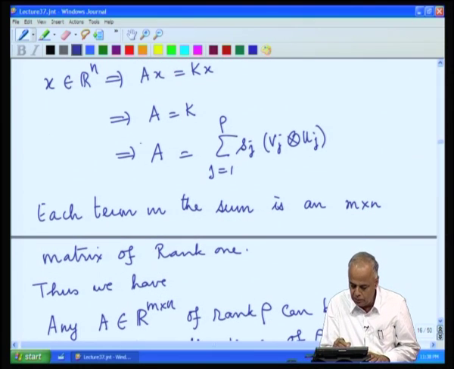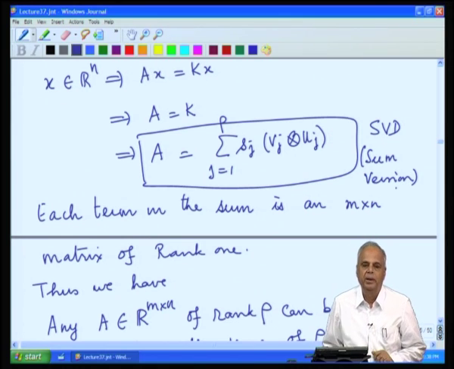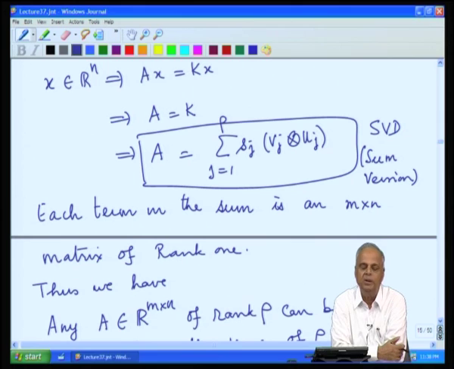This decomposition that we have called, this will be called the SVD, the sum version. We saw the product version of the decomposition into 3 matrices, a product of 3 matrices. Now, we have the sum decomposition of any m by n real matrix. If the rank of the matrix is rho, then we can decompose it into rho matrices each of rank 1.